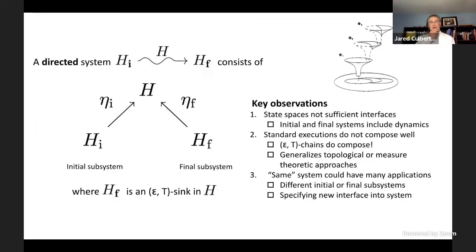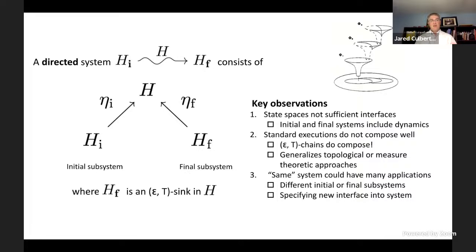So with that in hand, we're able to define these directed systems. These are our cospans, where, in this funnel sense that I was describing earlier, there's some initial subsystem that you have, some initial starting location, and you have some final subsystem. The initial subsystem could be very large, and the final system is often much smaller.